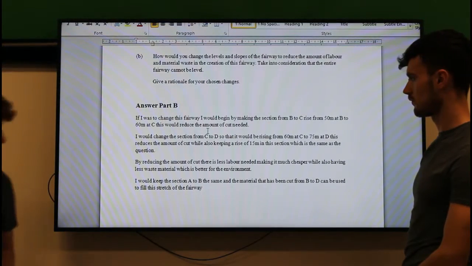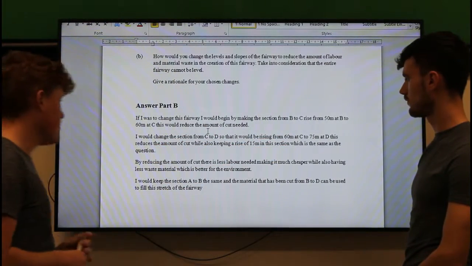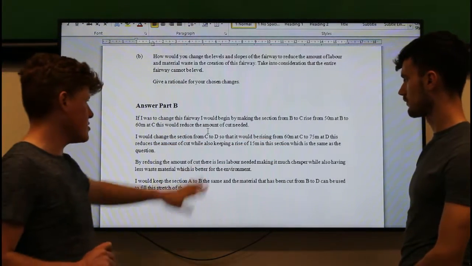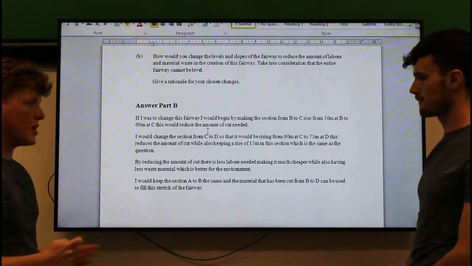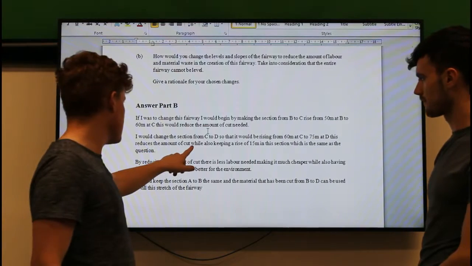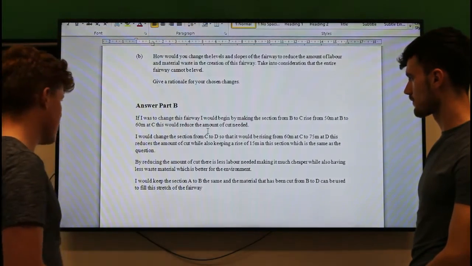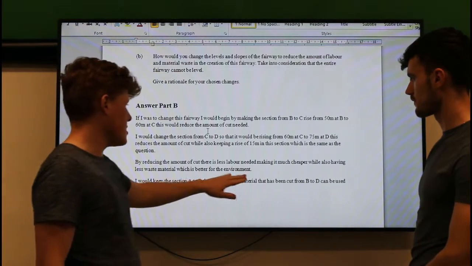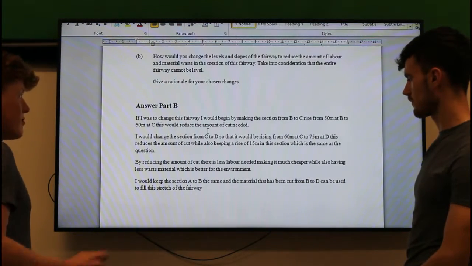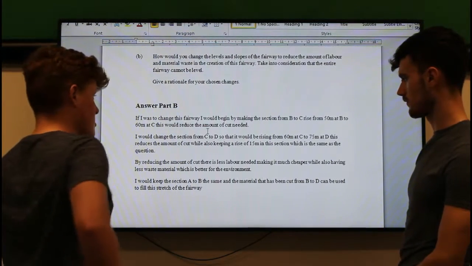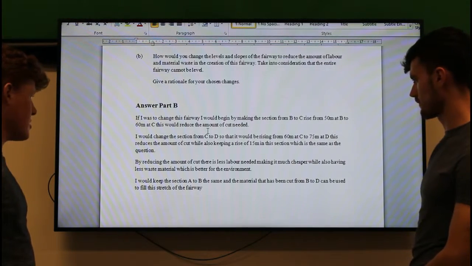What I would do is change B to C to rise, so then you've less amount of cut needed. The students would have to read the contours and read the fairway so that the two can link together. And then I'd make C to D rise as well, but higher up than in the question already. I just said this would reduce the amount of cut needed, which would reduce the amount of waste material, and it would also be much cheaper for the person creating the golf course. It gets students into that mindset of what they have to do and thinking in more depth.